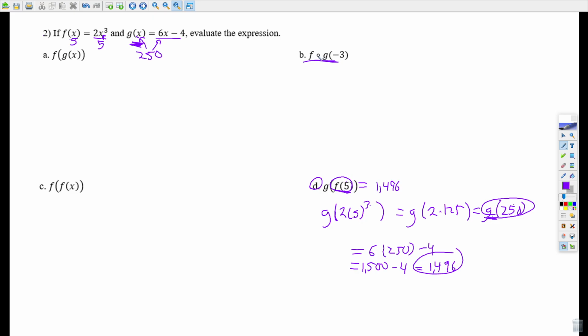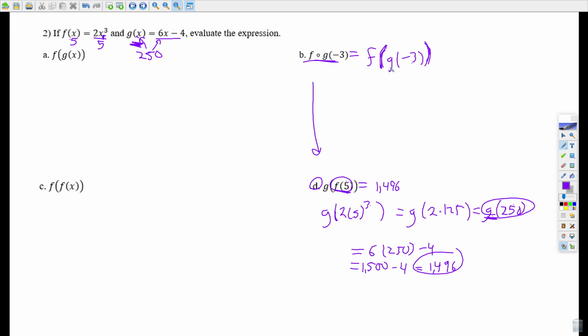This one here I'll set up first. If you see this symbol, it just means the same thing as this one over here. So I'm going to rewrite it as f of g of negative 3. Try to make the outside set of parentheses a little bit bigger, and the inside one a little bit smaller. That way they're not the same size. So how do you do this?